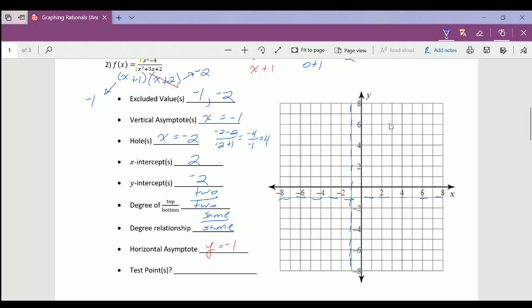So the pieces are either going to be here and here, or they're going to be here and here. All right, so it gives us already a nice little visual of what the graph could look like. Y-intercept at -2, right there. X-intercept at +2, there it is. And then we already said there's a hole at -2, 4. So we're going to put a hole right there. If you want to do some test points, you can, but I think that's plenty. We've got 3 dots.